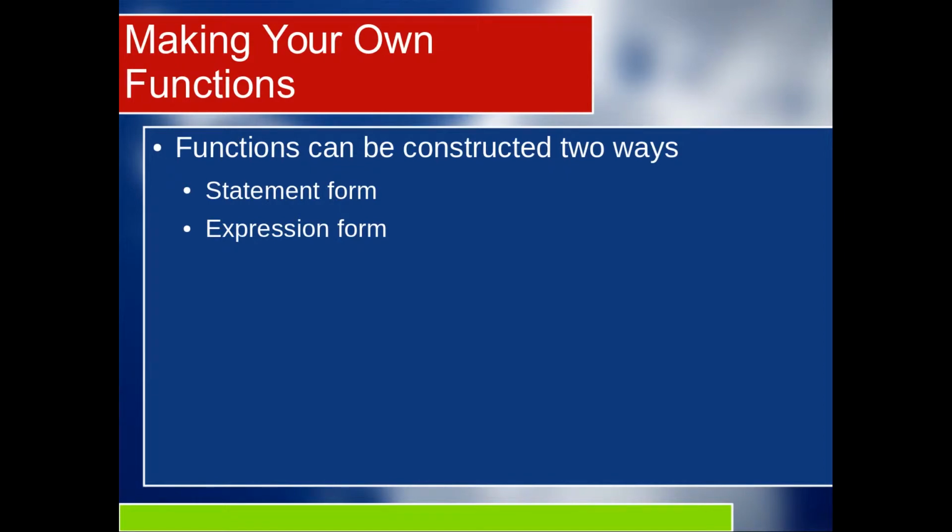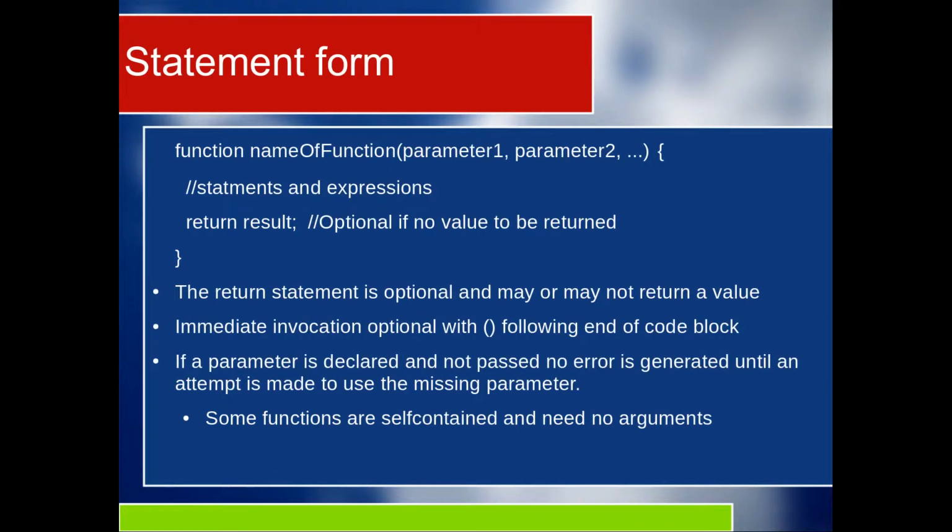Now, when we make our own functions, we can construct them in one of two ways. There's the statement form and an expression form. Because the statement form is a little bit more familiar to those of you coming from other languages, we'll start there. Then we'll explain a few things before we talk about the expression form. So in the statement form of this language, we start with the keyword function. Then we have the name of whatever we call our function, and then a list of variable names that will make up the placeholders for our parameters.